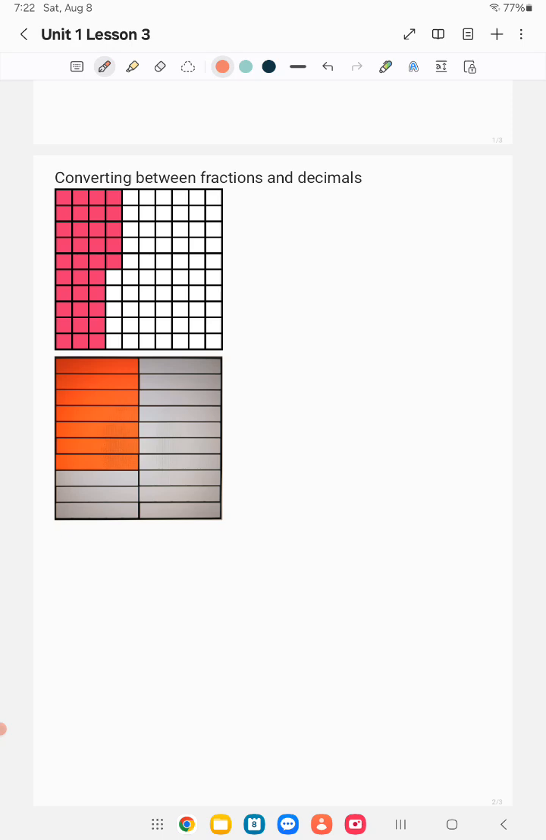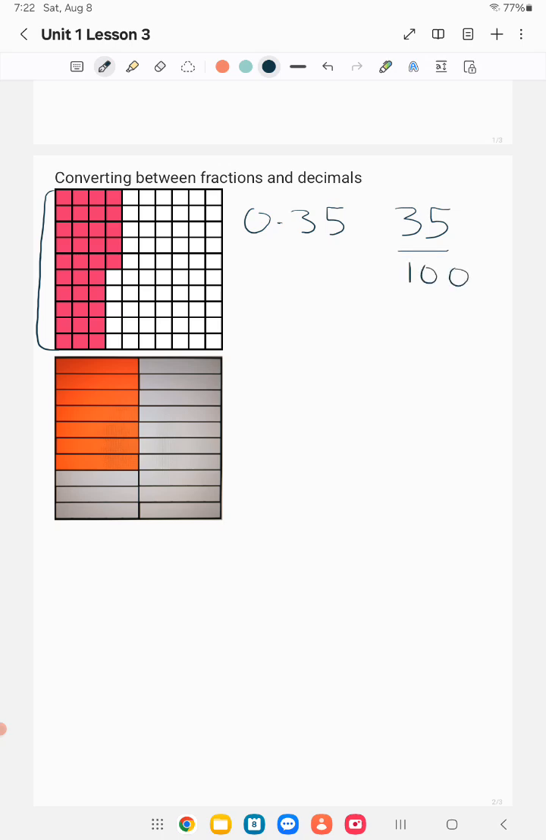So for our first problem, if they say to convert 0.35 into the simplest fraction, first let's do it with a visual. If you look at the first grid over here, we can see that there's 100 squares and 35 of them are shaded. So 0.35 equals 35 over 100.